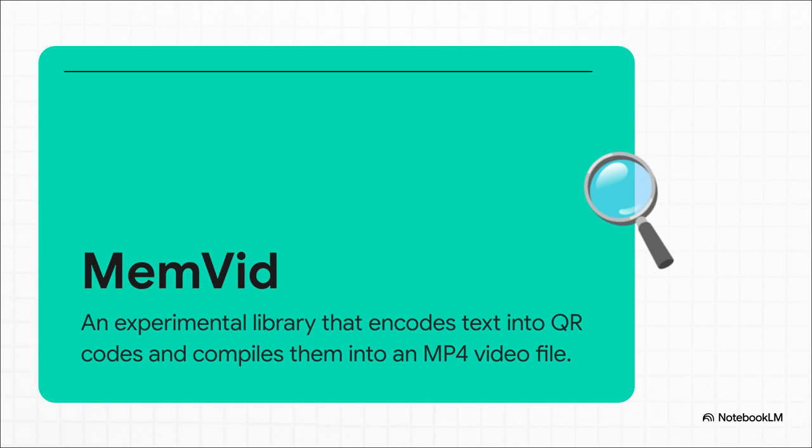Okay, so what is this thing really? At its heart, MemVid is an experimental library that does something that sounds totally bonkers. It takes your text, your documents, whatever, and turns every little piece of it into a QR code. Then it stitches all of those QR codes together, one after another, frame by frame, into a totally standard video file. And no, this isn't just some weird art project. It's a really clever strategy to create what they call a zero infrastructure or offline-first AI memory. The whole point is no servers, no complicated setup, just a single file.